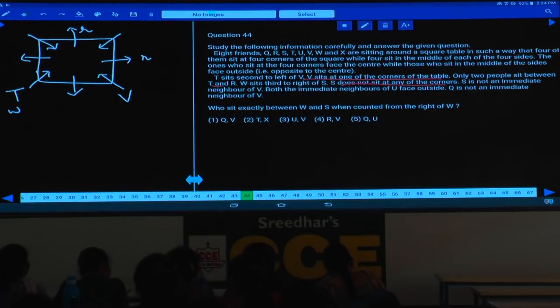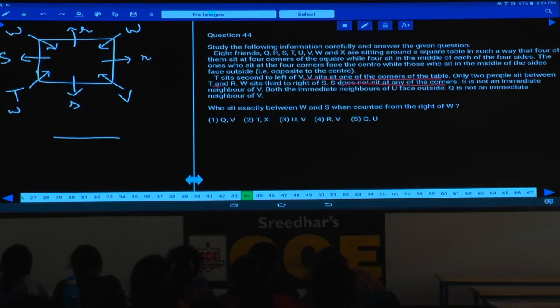Then can S be at this place? S does not sit at any of the corners, and W sits to the right of S. If S is here, then what happens here? If S is here, W will be here, isn't it? And W sits to the right of S. Tell me whether S can be at this place or not. If S is here, then W can be at this place, isn't it? And so how many possibilities do we have? We have 2 possibilities.